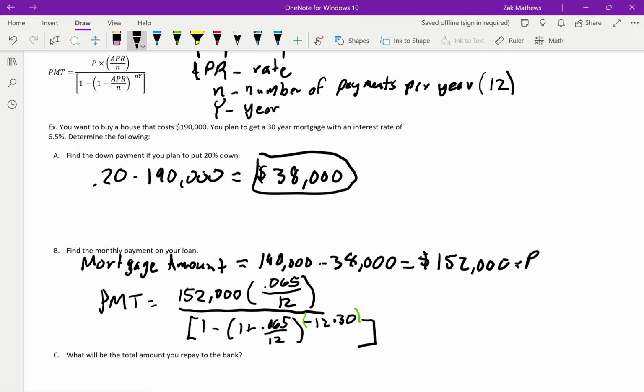So I'm going to type this whole thing in the calculator. And when I do that, I get $960, and I'm going to round to the nearest cent. So that's going to be 774 cents.